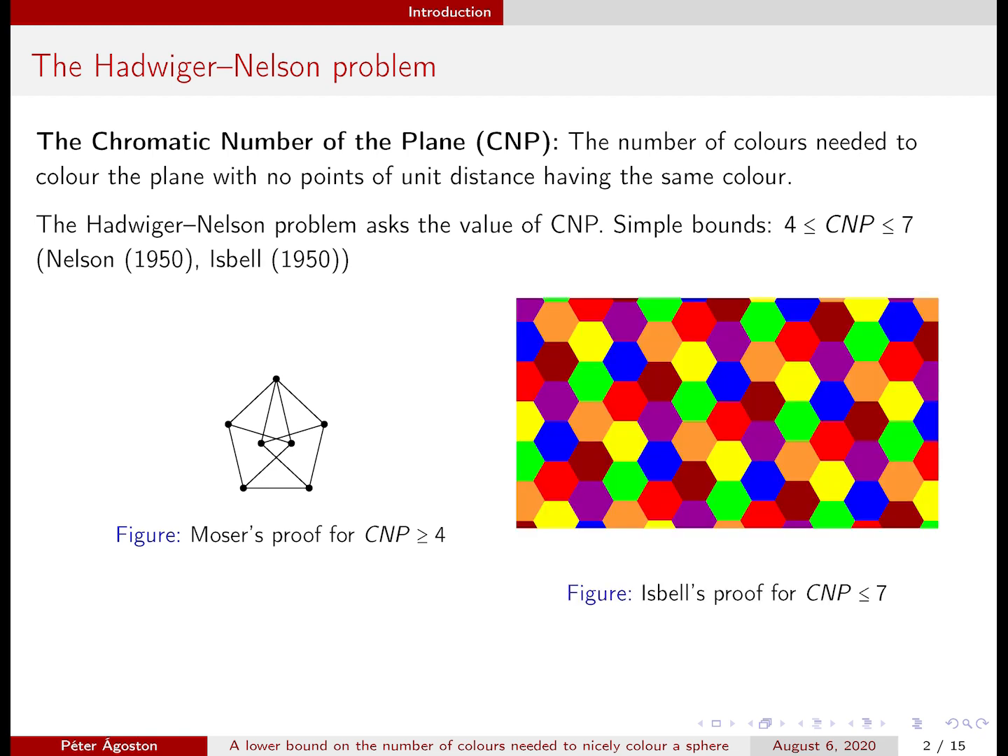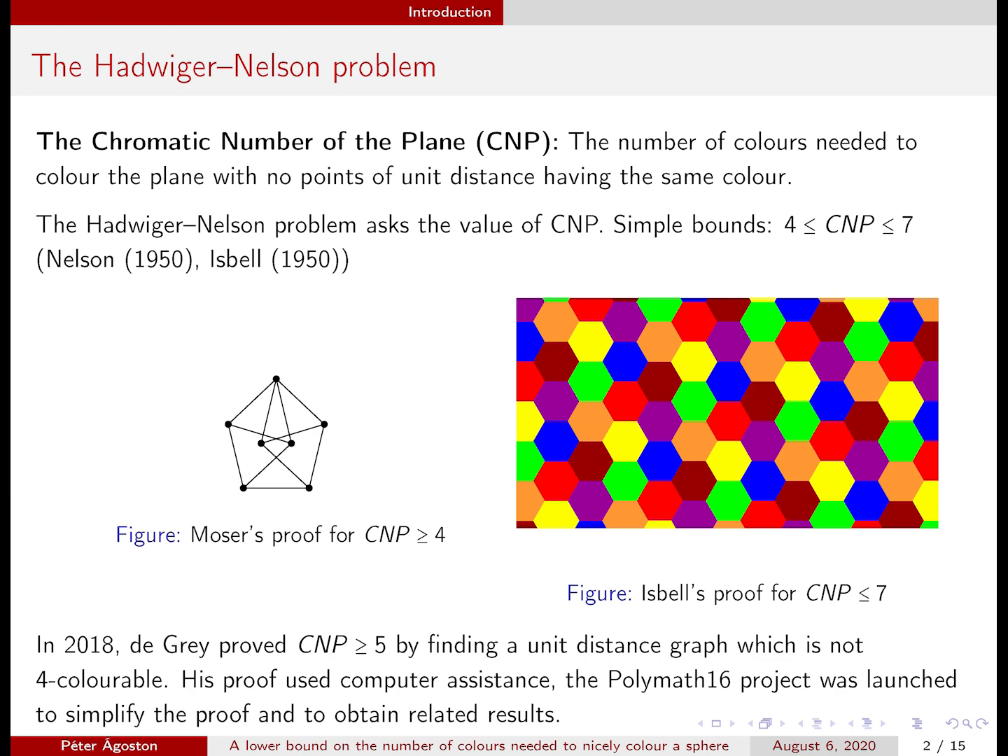On the right, we can see a 7 coloring constructed by Isbell, which proves that the chromatic number of the plane is at most 7. A little bit surprisingly, the above-mentioned upper bound is still the best we know, and up until 2018, the lower bound was also the best.